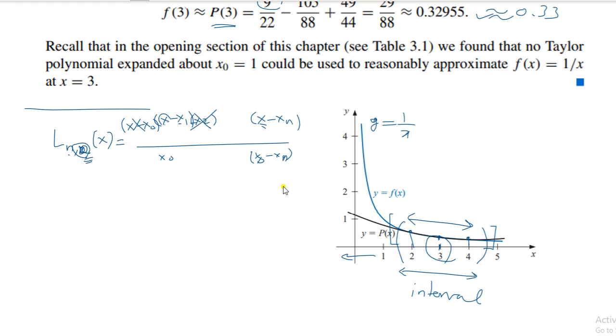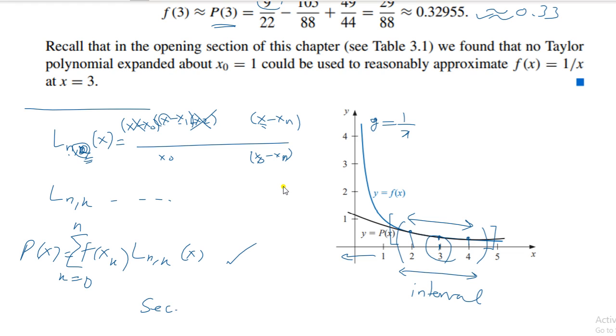Do a little practice with writing this expression, and then the Lagrange polynomial is very straightforward. Why? Because you just have to multiply f(x_k) with L_n,k(x) and take the sum over all k from 0 to n. Okay, so that is your Lagrange interpolating polynomial. I hope you understand this concept. So try to do this, and this is section 3.1 in your book, third chapter, first section.